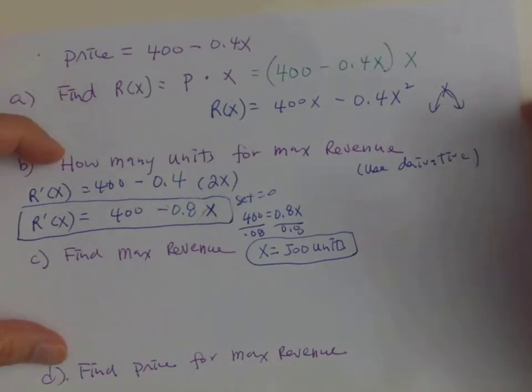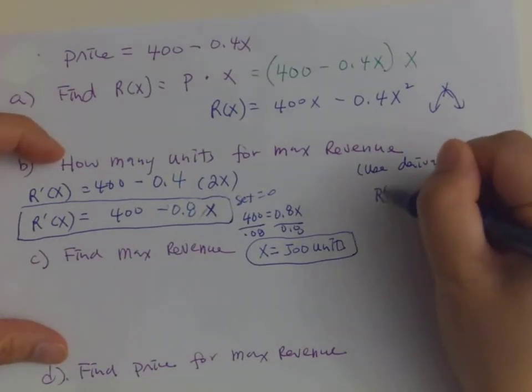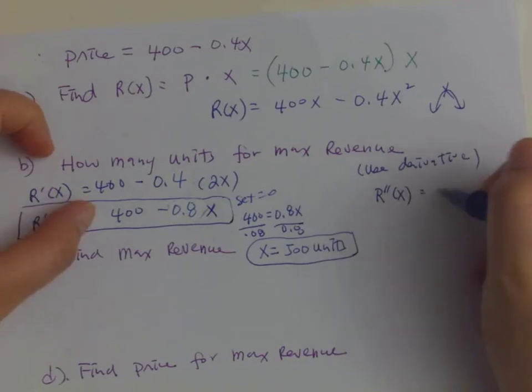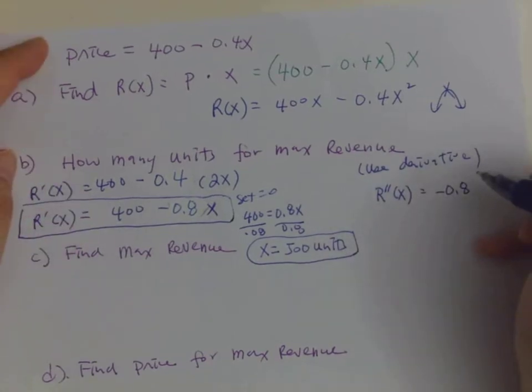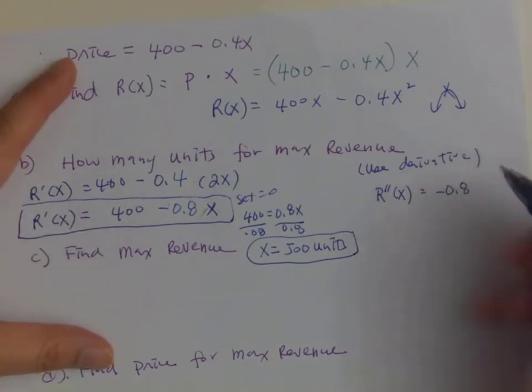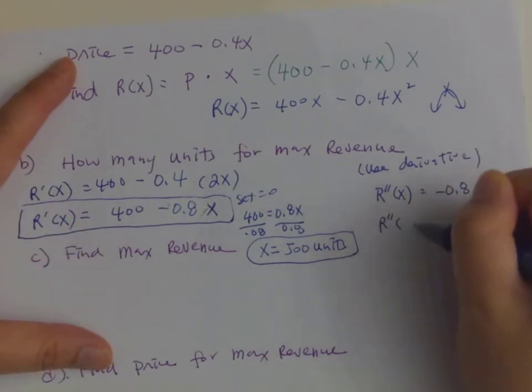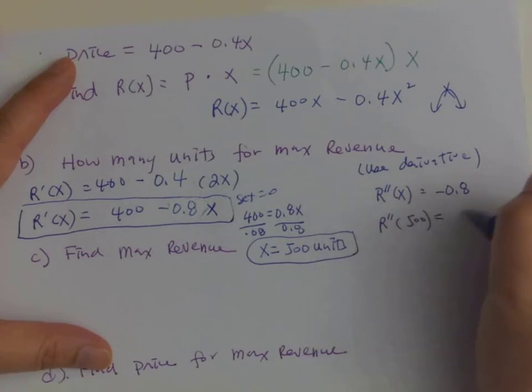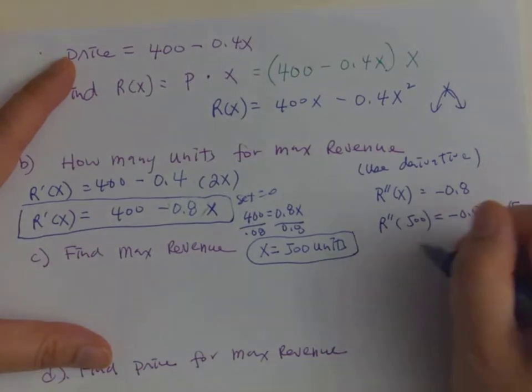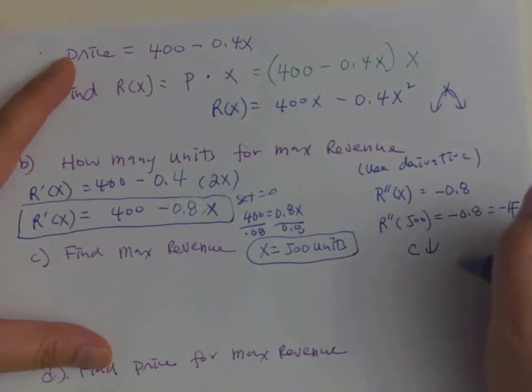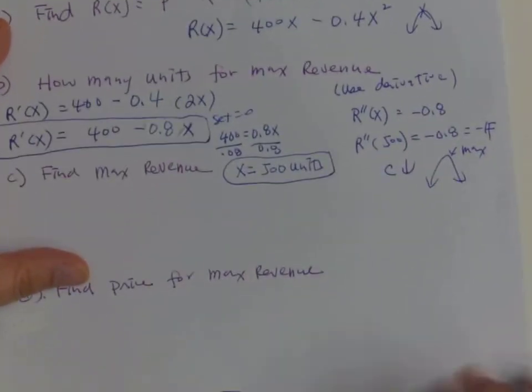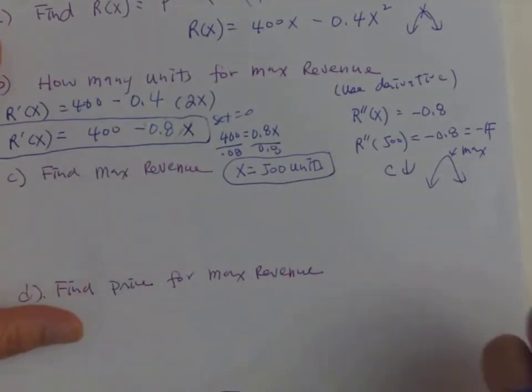And then I need to confirm the maximum point, so I need the second derivative, which is just negative 0.8. There's nowhere to plug in 500 in the second derivative, right? So I got a negative number. When you have a negative number, it means concave down, so you will have a maximum point. This is just showing you have a maximum point. They will ask you to use the derivative, so you will have to show me that.